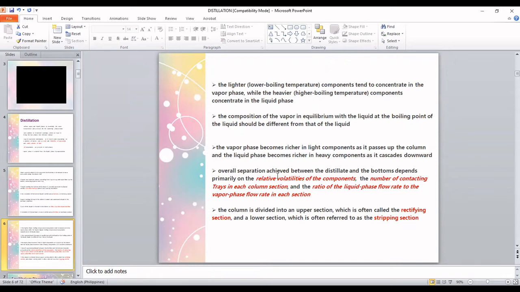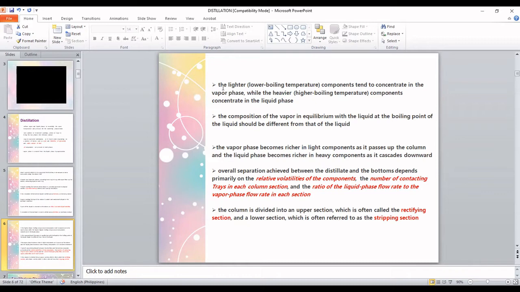So this is in relation to the first bullet that we have in here. The vapor becomes rich, meaning most of its components are the lighter components of your original feed. The heavier components go with your liquid that goes down the column. Overall separation for distillation is achieved between the distillate and the bottoms liquid, but it depends on the following factors. Number one, the relative volatility of the components.